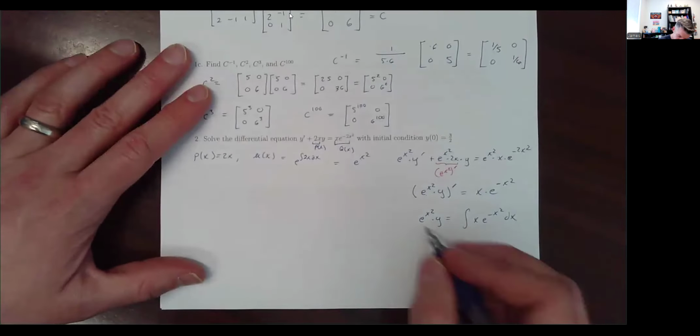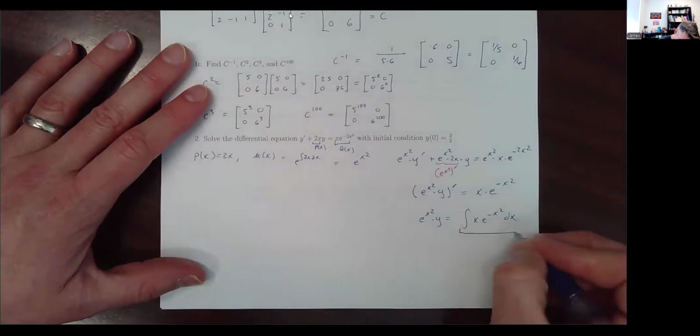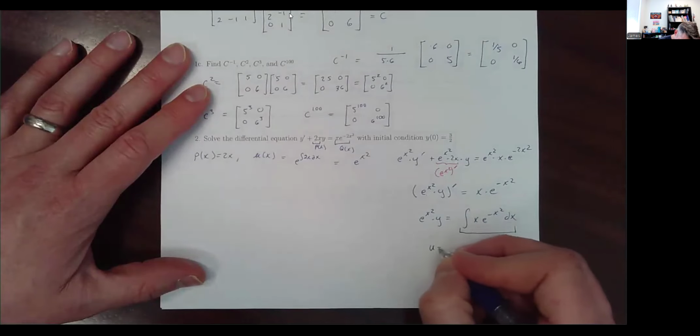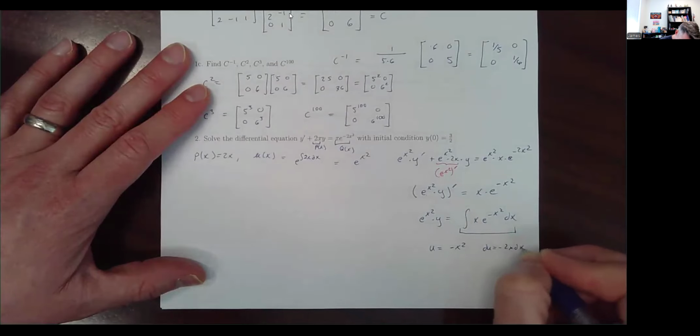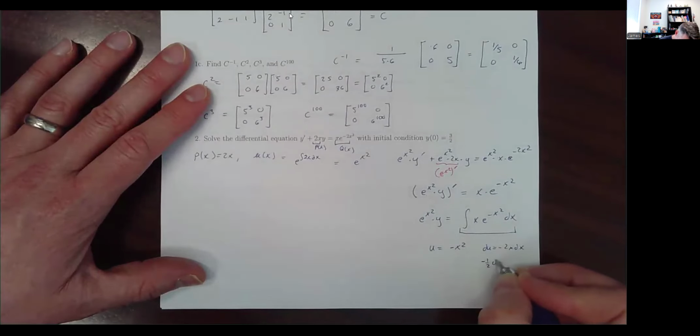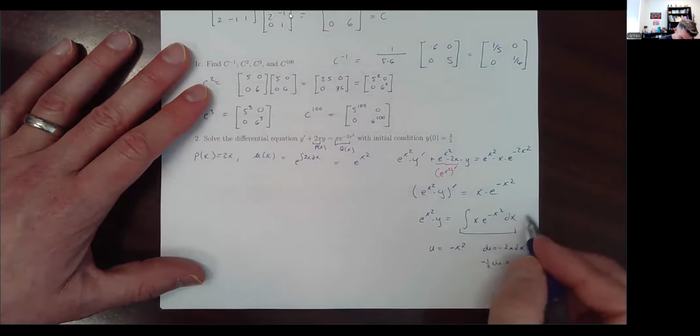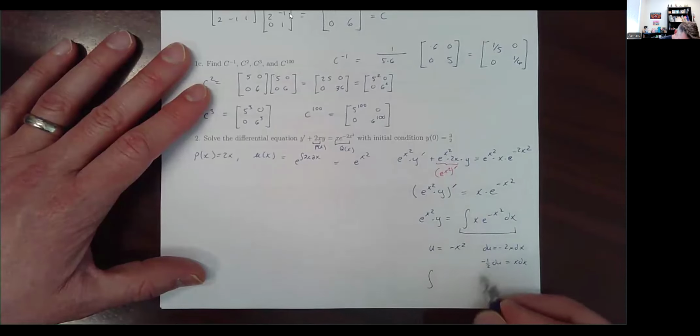Okay, cool. So this integral is going to be a u substitution. We're going to let u equal negative x squared. du is going to be negative 2x dx. Negative 1/2 du is equal to x dx. So this integral is going to become the integral of our x dx is negative 1/2 du, and e to the negative x squared is e to the u. We get negative 1/2 e to the u, which is negative 1/2 e to the negative x squared.